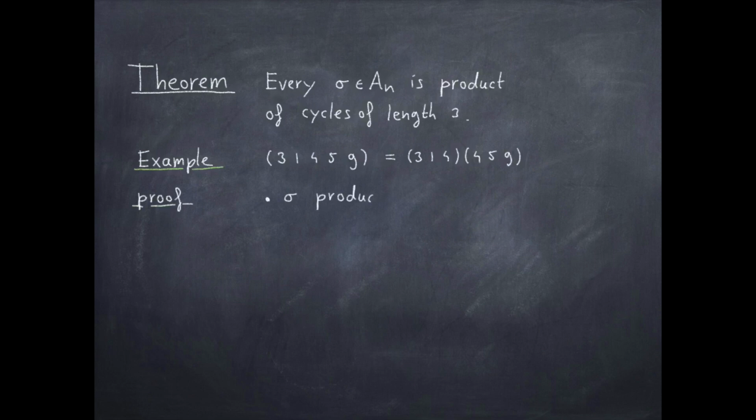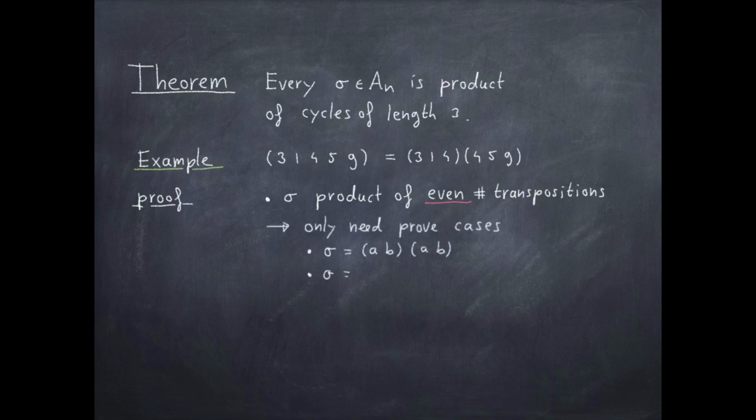Let's take a look at the proof. We already know that sigma can be written as the product of transpositions. Since every transposition is odd and sigma is an even permutation, this means that sigma is the product of an even number of transpositions. To prove the theorem, it suffices to show that the product of two transpositions can be written as the product of cycles of length 3. There are three cases to consider.